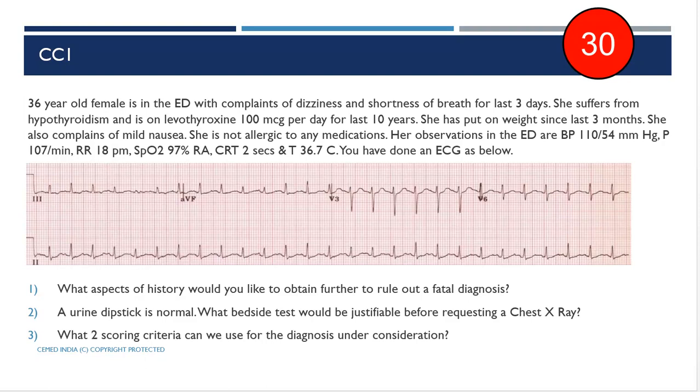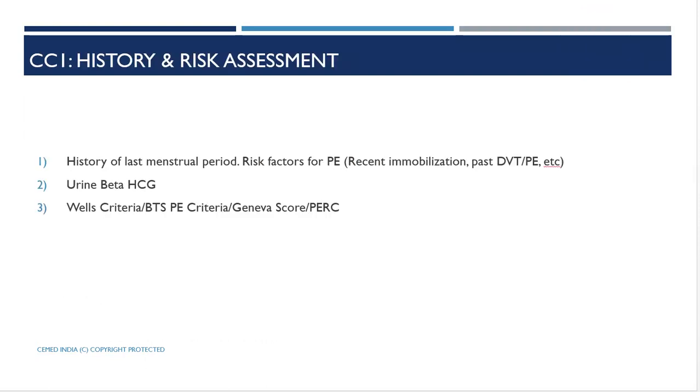Let's move ahead with the right answers. So in this case, this is a young lady. So I would like to ask history of last menstrual period and risk factors for a pulmonary embolism, recent immobilization, past DVT. So basically, I'm just trying to think about the Wells criteria or the Geneva score.